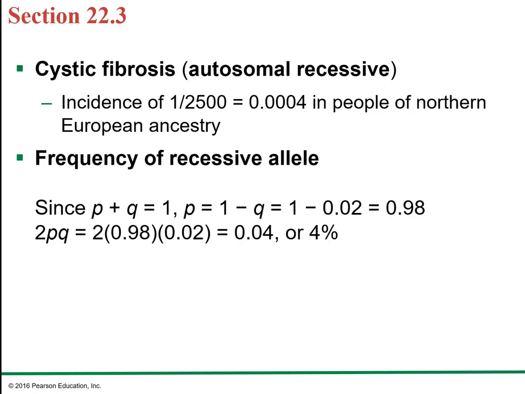Like I said, an example is cystic fibrosis. This is an autosomal recessive disorder. Unlike when I was talking about complex disorders like cancers, where there are multiple genes pinpointed, we know cystic fibrosis is purely genetic and pinpointed to one specific gene that affects a chloride channel. So you have an incidence of about 1 in 2,500, so about 0.0004, in people of Northern European ancestry that have cystic fibrosis. If you use Hardy-Weinberg to figure this out, you can see that you get to about 4% for the frequency of the recessive allele.